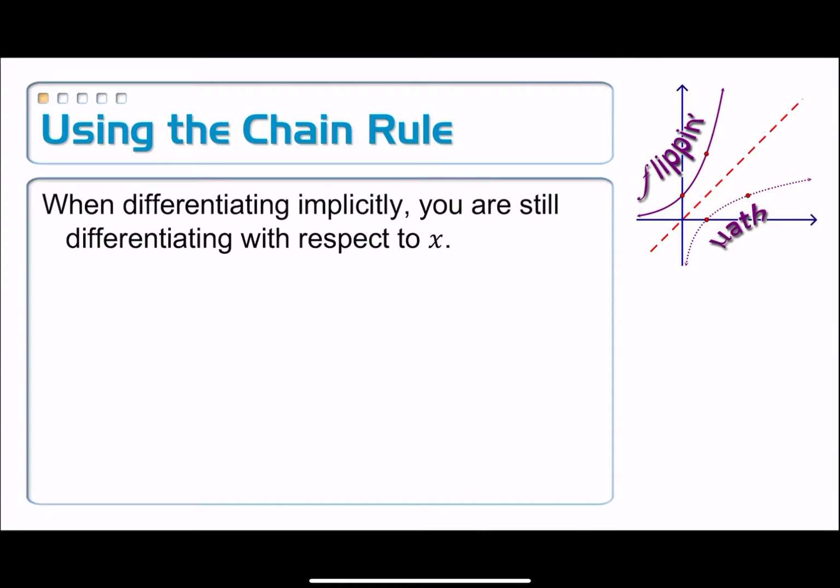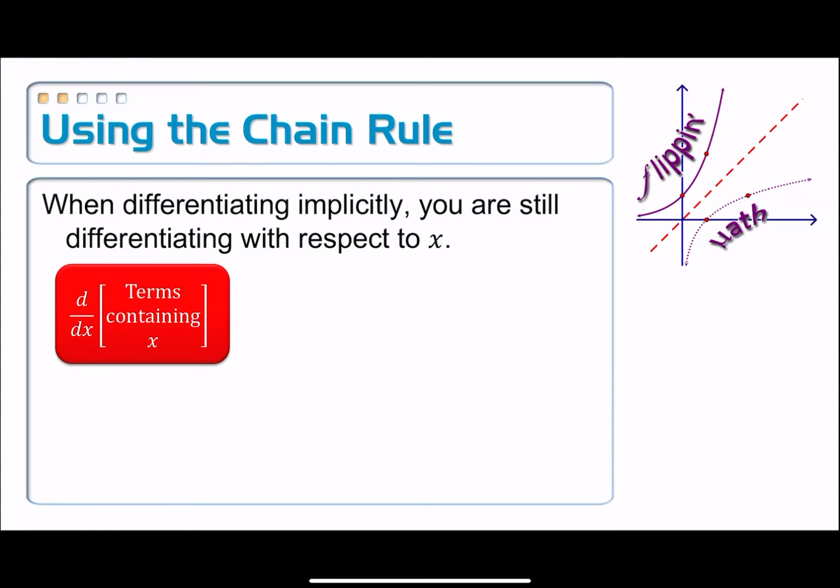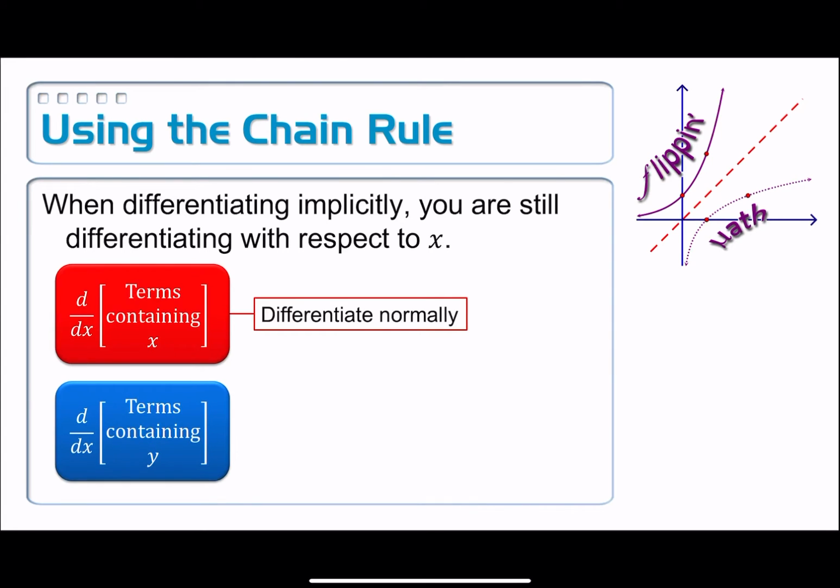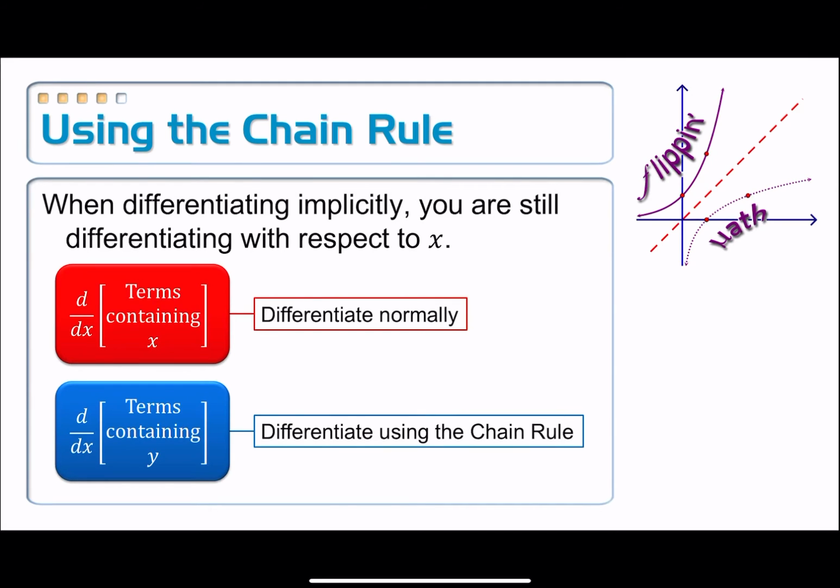Okay, just a recap here. When differentiating implicitly, you're still differentiating with respect to x. So when you're differentiating terms that contain an x, you differentiate normally. You're going to apply all your differentiation rules, like the power rule, any of the ones for trigs, exponentials, and so on. But when you're differentiating terms that contain a y, you have to apply the chain rule to it. So you're going to multiply it by a dy dx or a y prime because y is implied to be a function of x.